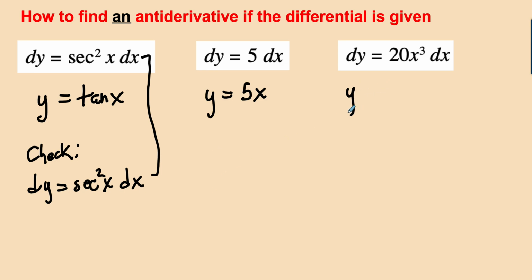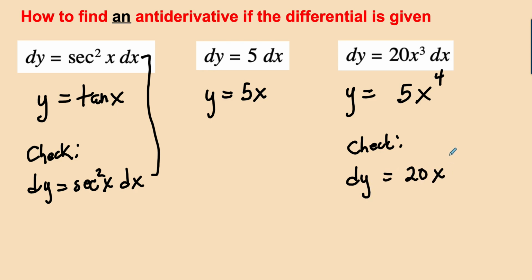Over here, y is equal to, I know I'm going to go up a power because when I take derivatives with powers, I'm going to go down a power. And when I'm thinking about 4 times what will equal 20, I'm going to use the number 5. So when I check my work, I'm going to find the differential. I'm going to use the power rule, which is 20x to the 3rd power, and then don't forget to multiply by the dx. And those match, so I must have found the right function here.